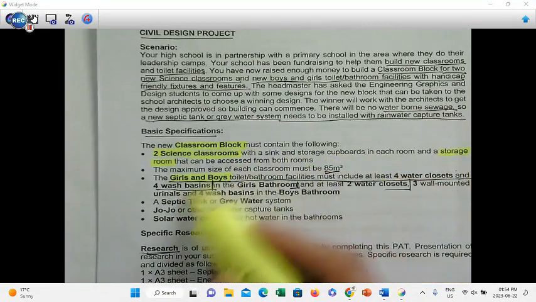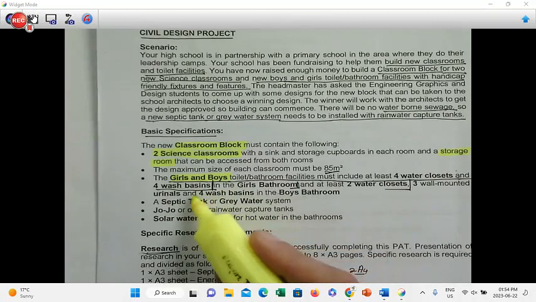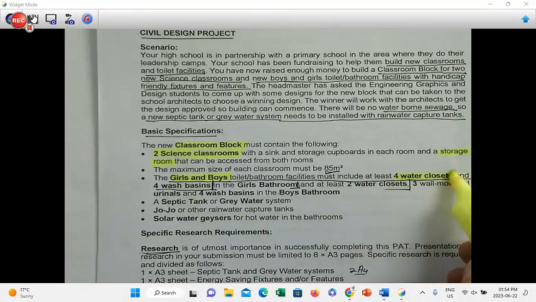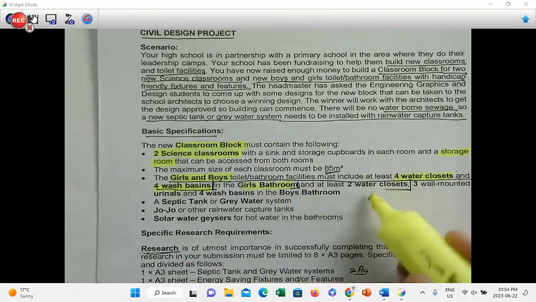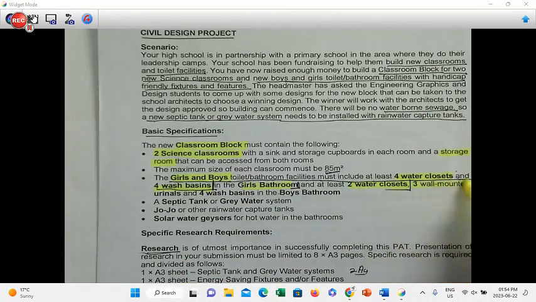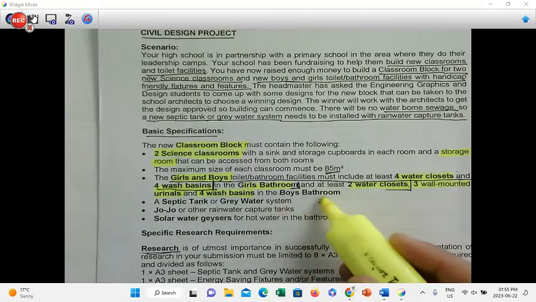It also gives you the specifications of how the bathroom should be: there must be 4 water closets and 4 wash basins in the girls' bathroom, and then there must be 2 water closets and 3 wall-mounted urinals and 4 wash basins in the boys' bathroom.